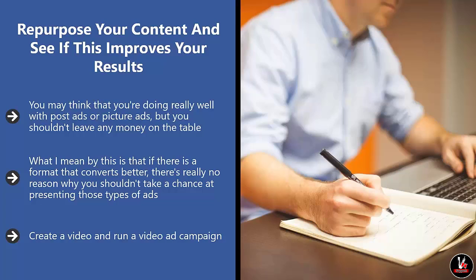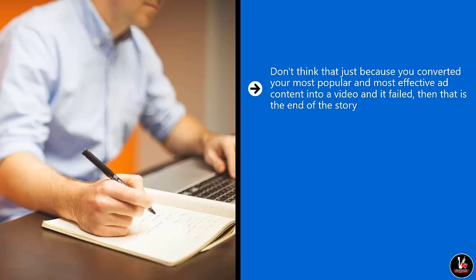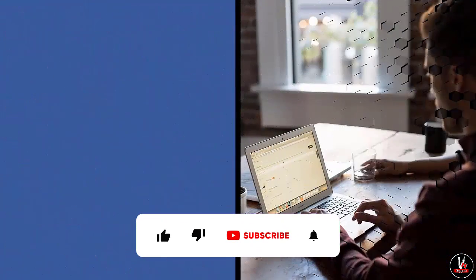if presented in video form. Of course, you shouldn't adopt a one-time big-time mindset when repurposing or presenting content in a different format. Don't think that just because you converted your most popular and most effective ad content into a video and it failed, then that is the end of the story. No, you might just have created a wrong video. Maybe you just picked the wrong snippet. The key here is to use the optimization process that I have taught you in other parts of this training and apply them to your ads, regardless of its format. You optimize a video ad the same way you optimize an image ad. Keep tweaking it until you get the outcome you're looking for.